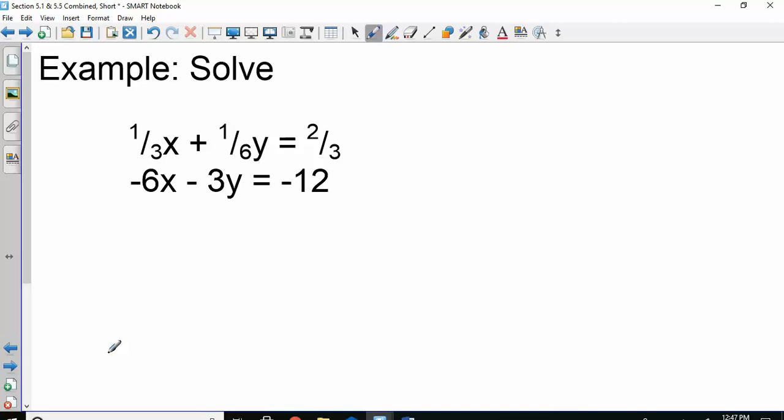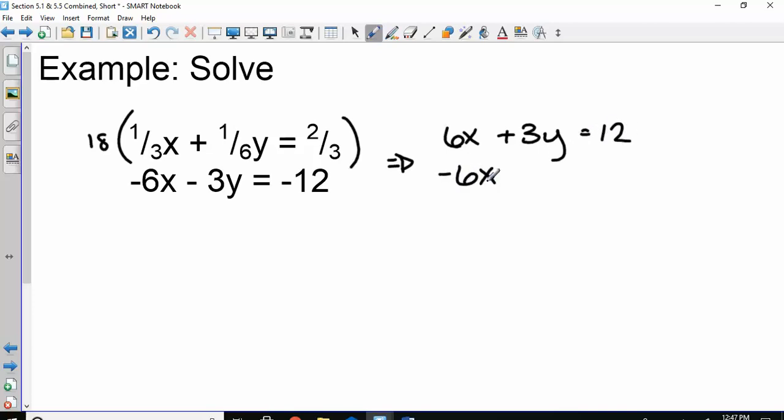So substitution, you just solve one of them for one of the variables. Elimination, what would you multiply by? 18. Okay. If you're not sure, you could always just divide. Like, what is -6 divided by 1/3? 18. So that's where the 18 comes from if you can't figure out what you need. So let's go ahead and try that. So 1/3 times 18 is 6. 18 times 1/6 would be 3. 18 times 2/3 is 12.